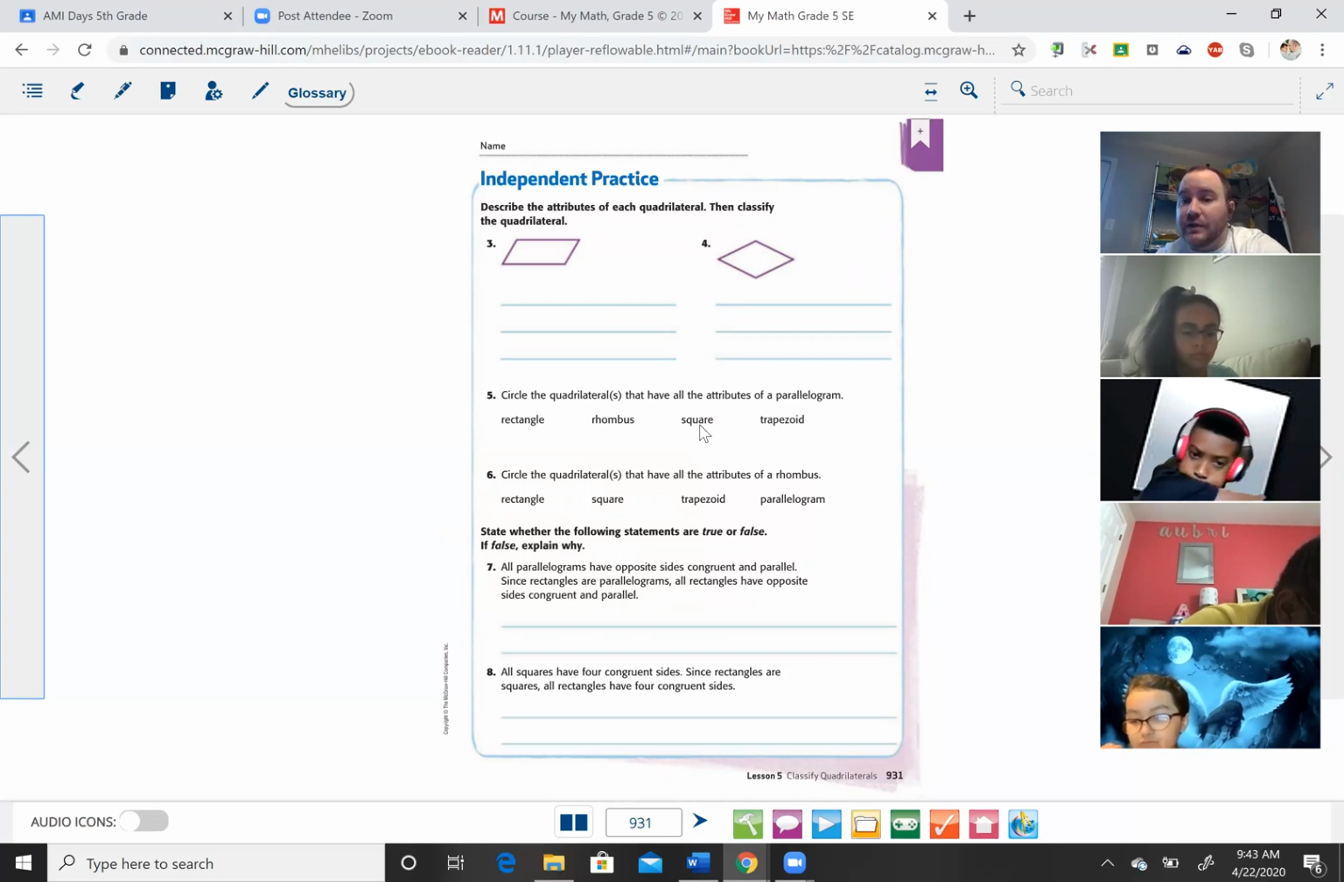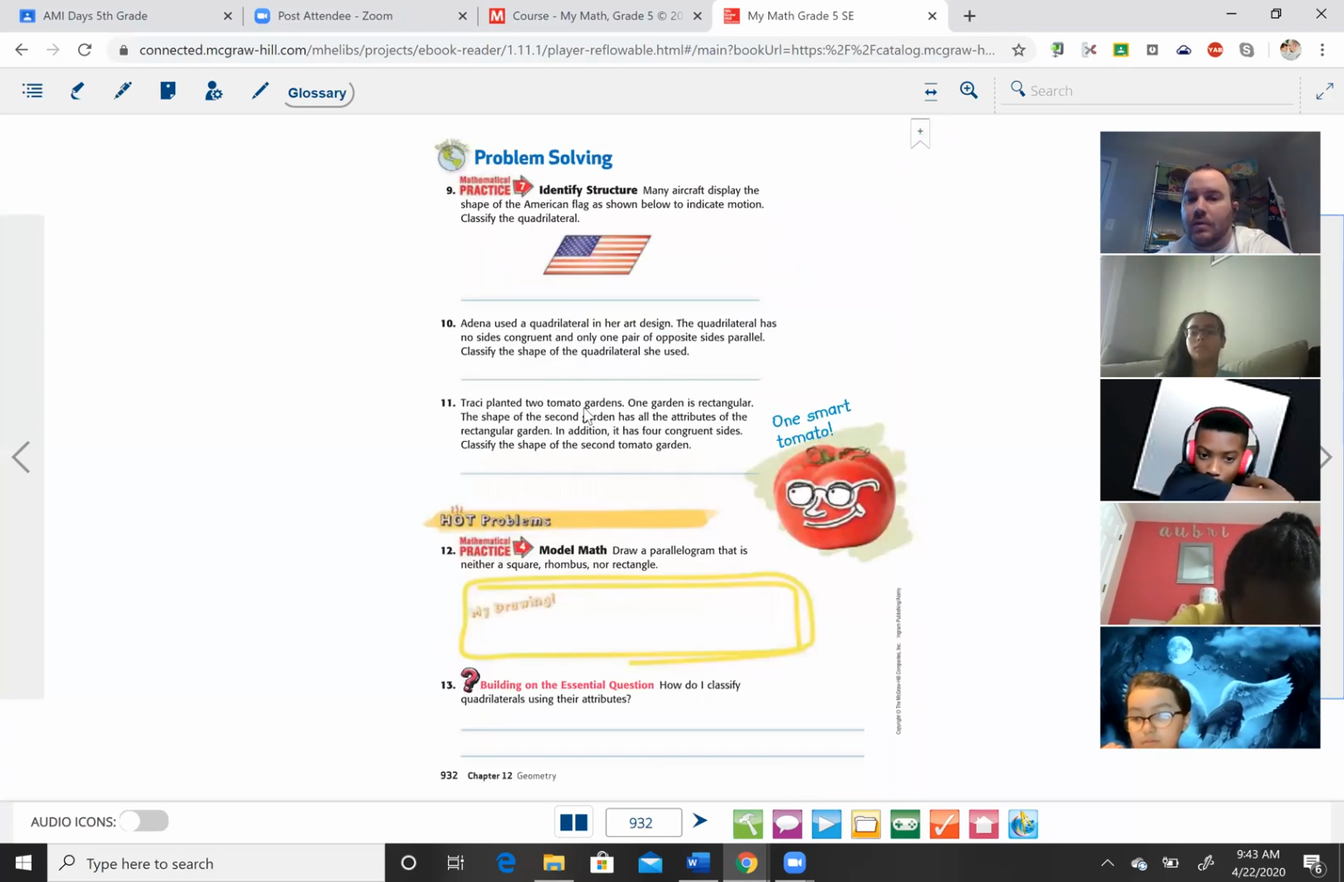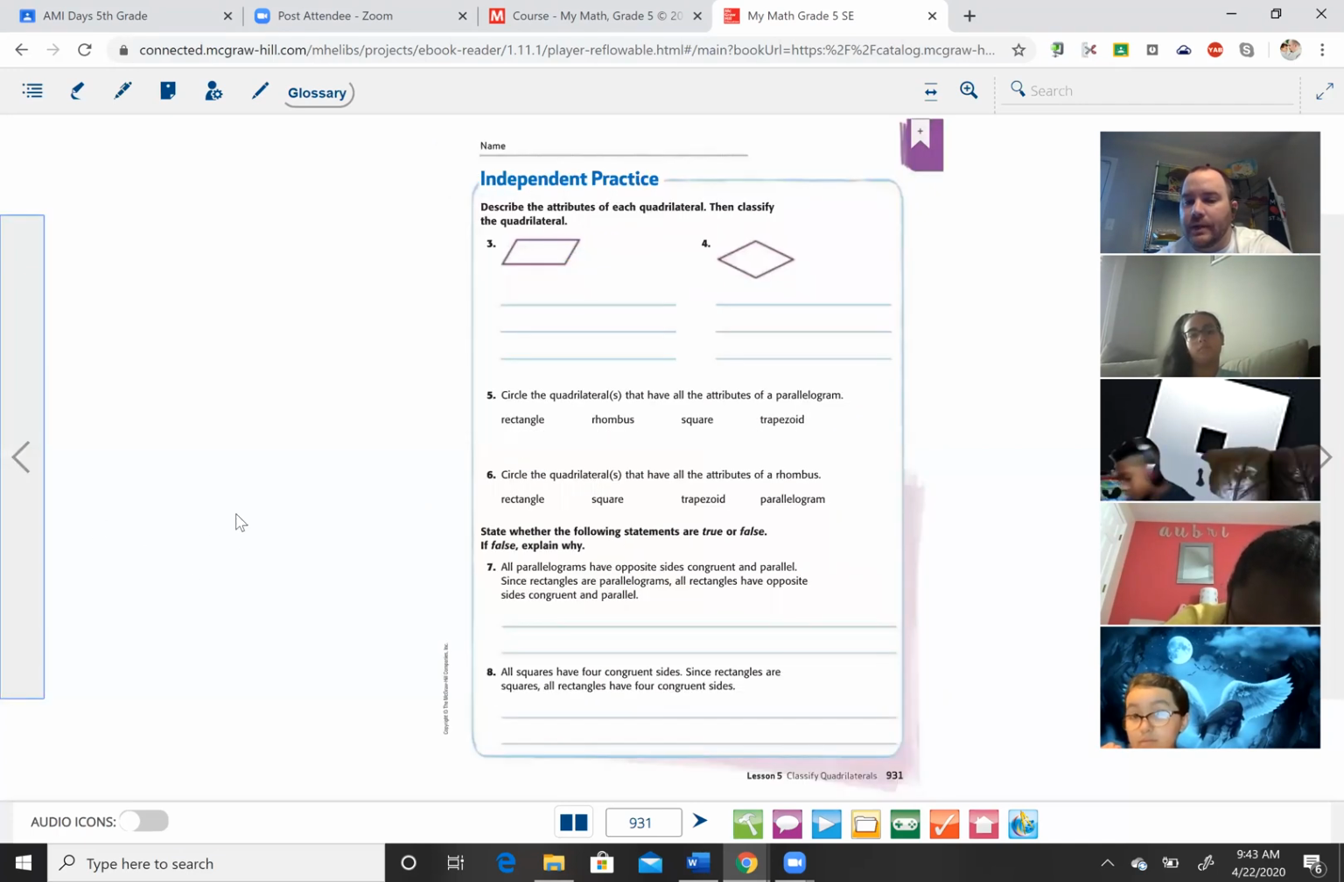And then 7 and 8, you have to describe if it's true or if it's false. If it's false, you have to tell me why, okay? That's 7 and 8. And what we're going to do is 3 through 11, okay? So that's under 10 problems, okay? Does anybody have any questions, concerns, anything I can help with, anything you need me to talk you through?